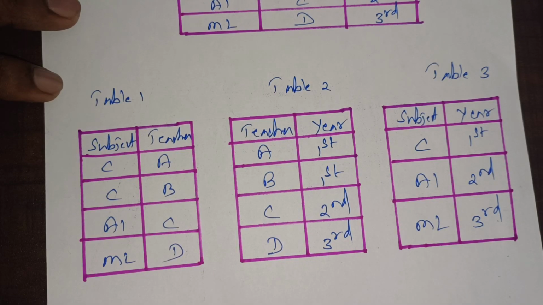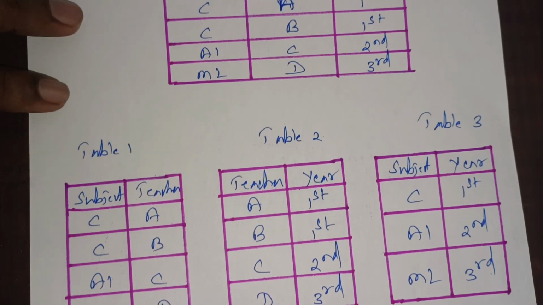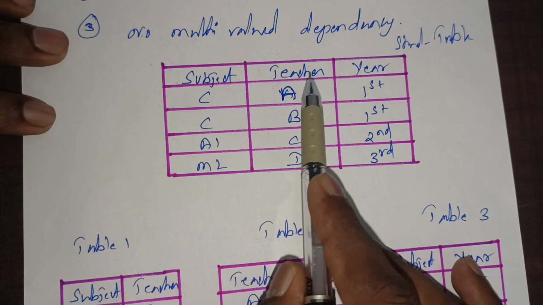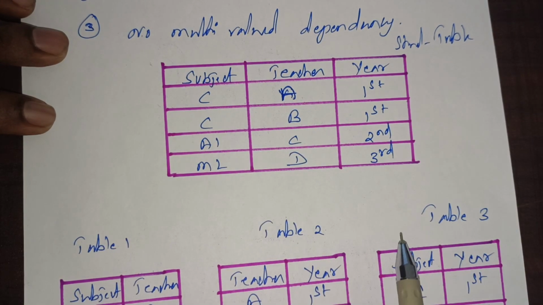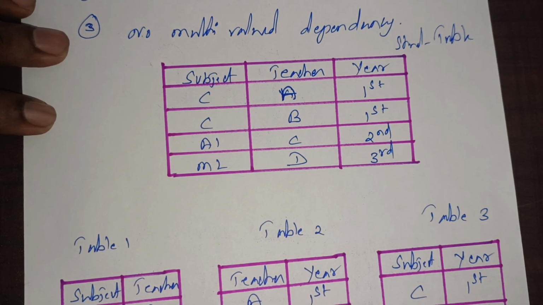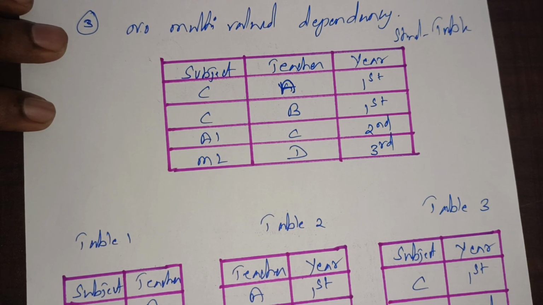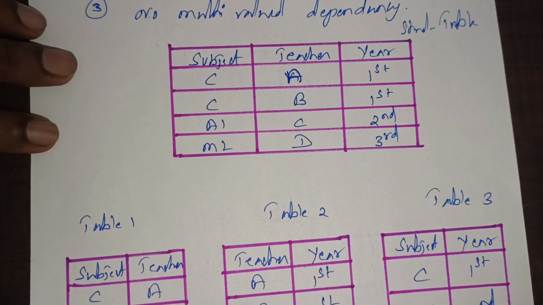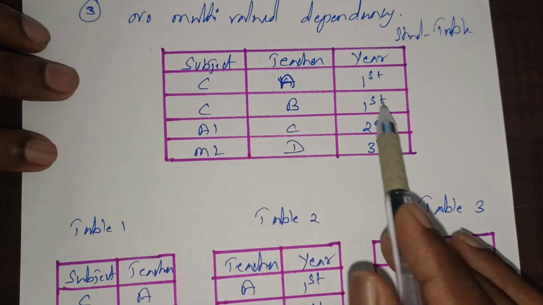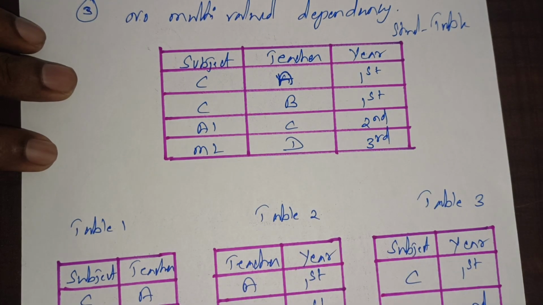Now why are we going to make that? Because there is a dependency here. What is the dependency? Teacher depends on subject, and year also depends on subject. That is multi-value dependency, right? First thing, we need to remove this. That is BCNF. It should be in BCNF. So what is BCNF? There should not be any multi-value dependency. We are going to remove that.